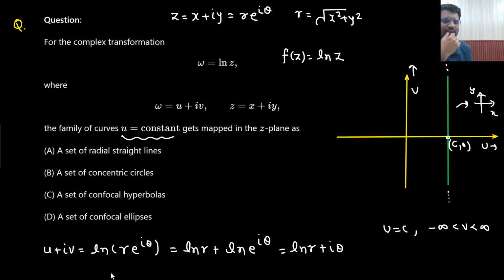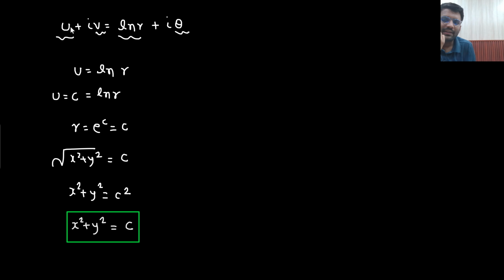So what will it represent? It will represent circles, but a set of concentric circles they have said. What does that mean? That simply means you can compare the imaginary part as well. What are you getting? V equals theta, right? And v is going from minus infinity to infinity. That means v can take any value. This is what they are saying. So when you represent your z, z is x plus iota y, you say your r is under root x square plus y square.